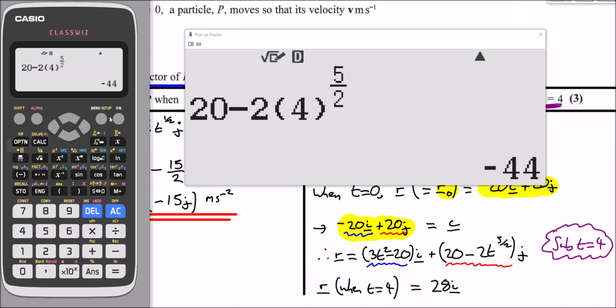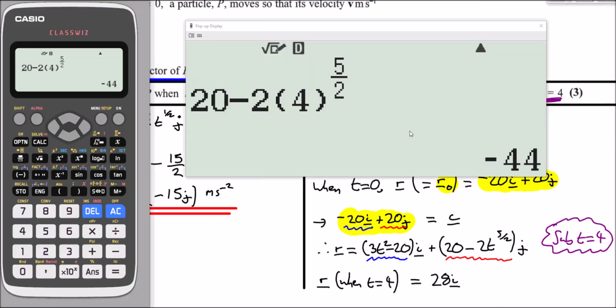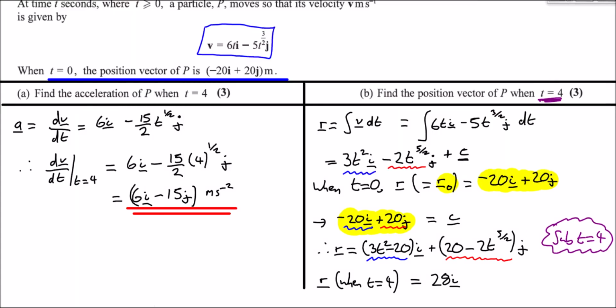So that gives minus 44 rather. So the j component is minus 44. So we can polish off there, and we've done part B as well. So the position vector when t is 4 is 28i minus 44j meters.